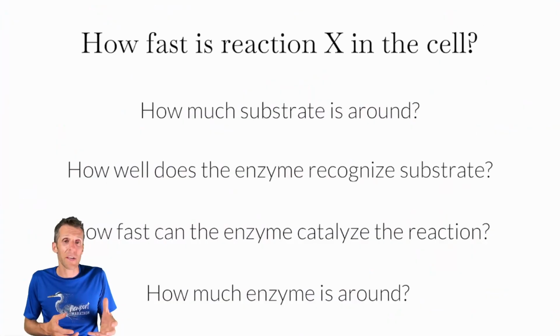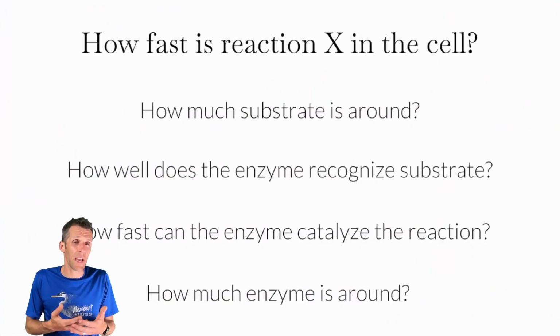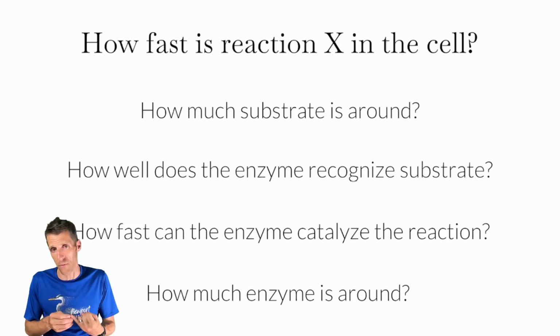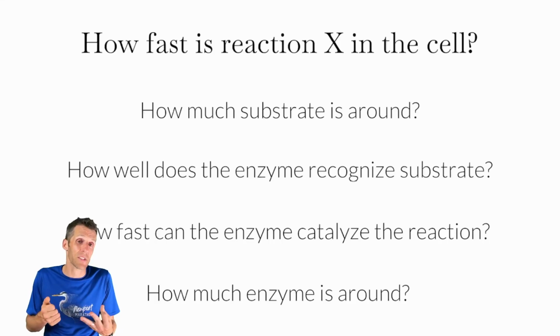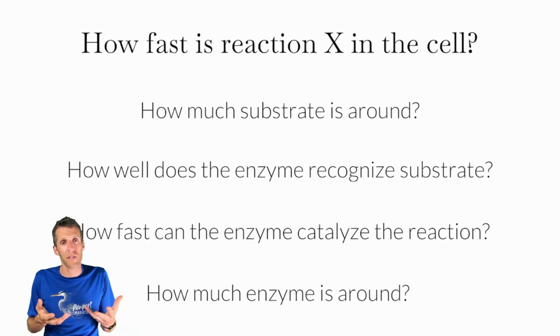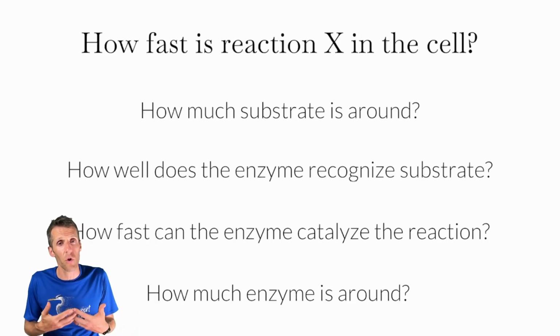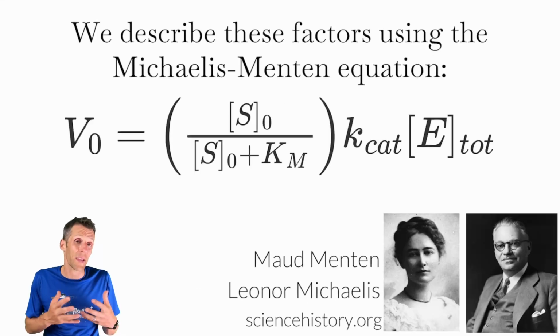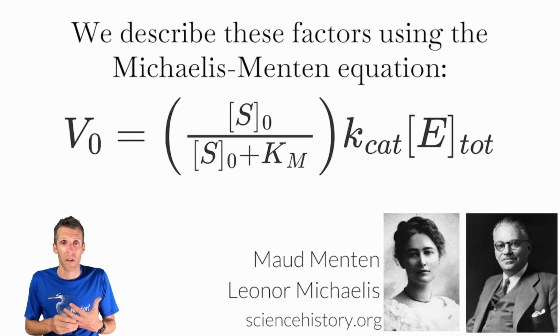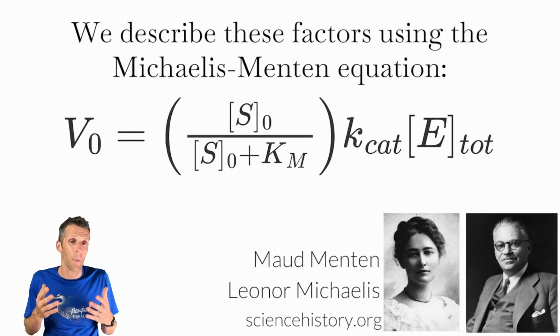Okay, turns out that you can get at this if you know four pieces of information, which is how much of the substrate is around, how well does the enzyme recognize the substrate, how fast can the enzyme catalyze the reaction when it's bound to substrate, and then how much enzyme is around. And it turns out if you know these four pieces of information, you can plug this into a really helpful and powerful piece of mathematical machinery called the Michaelis-Menten equation. So it's shown here at the top. We'll unpack it in a little bit.